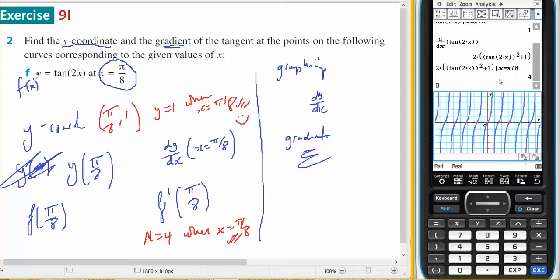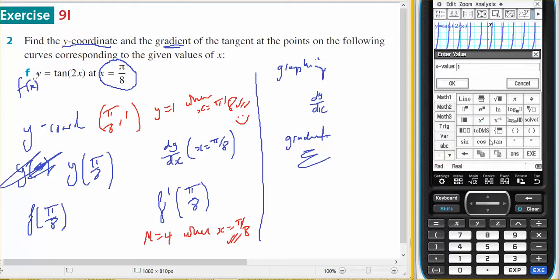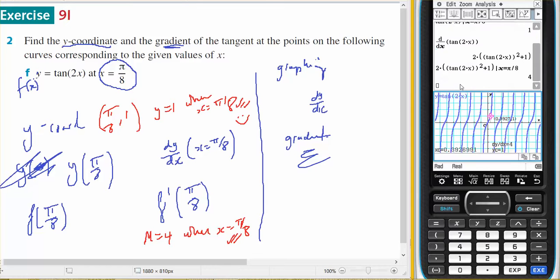Now, I know that I'm going to lose the screen when I go Analysis, Trace. It's going to want me to type something, and I want this to be pi on 8. So I'm just going to press anything for the moment, like 1. Then I can get rid of the 1, and I can go pi divided by 8, and go OK. Now it gives two things on the screen: dy dx, or the gradient, is 4. Same answer. And the y-coordinate is 1. Same answer. So in a graphing mode, sometimes if the answers are nice and clean, you can easily get them.